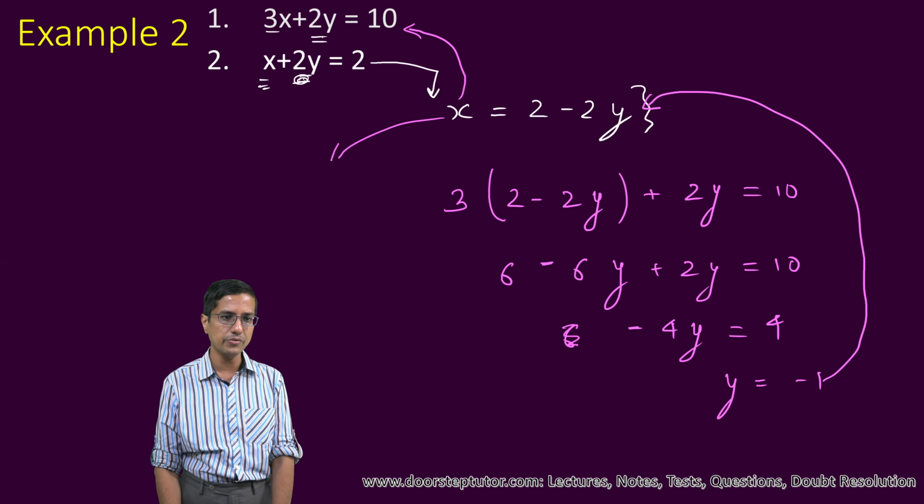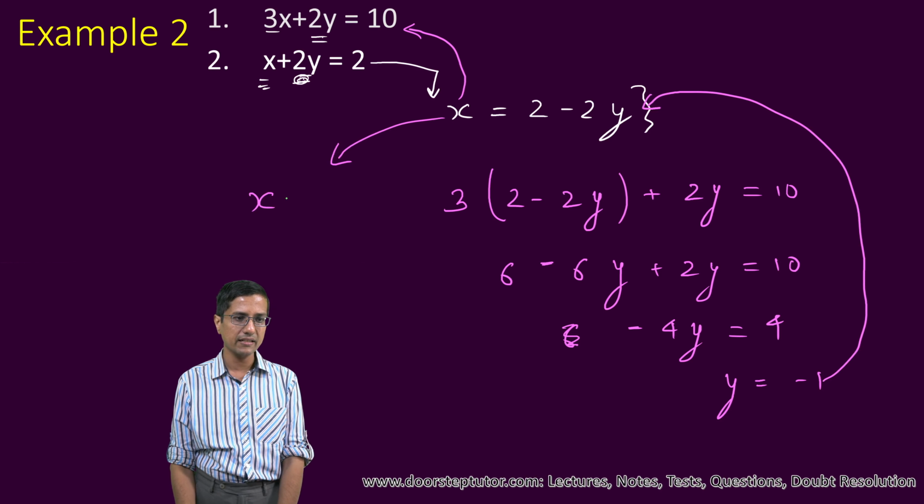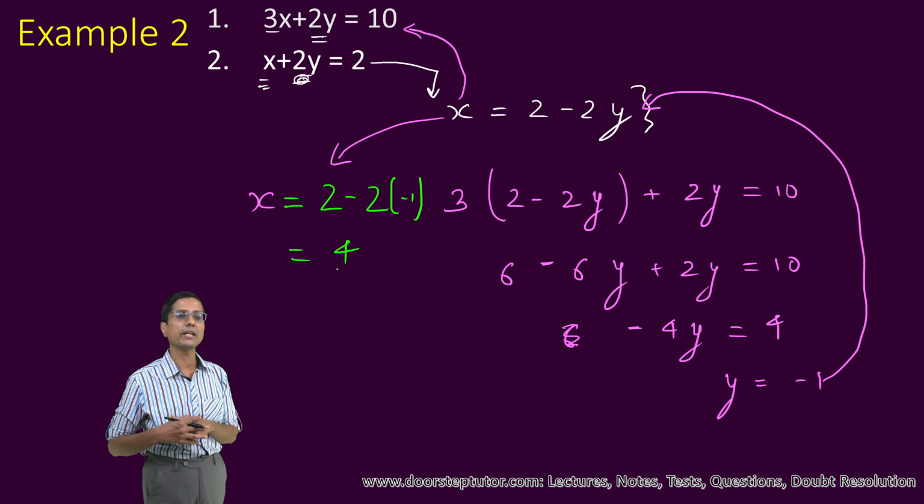Now we can substitute this value of y equal to minus 1 here. So let's just do that. From here we will say x will be equal to 2 minus 2 into minus 1. So this minus becomes plus. So this becomes 2 plus 2, which is equal to 4. Again, not very complicated, very simple.